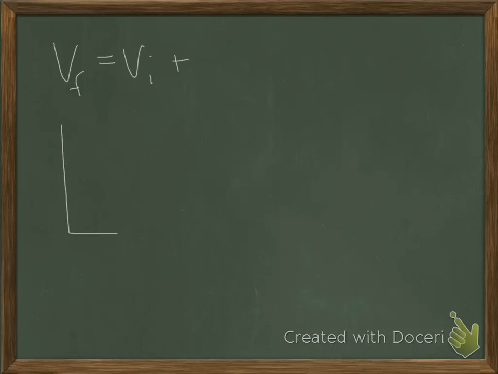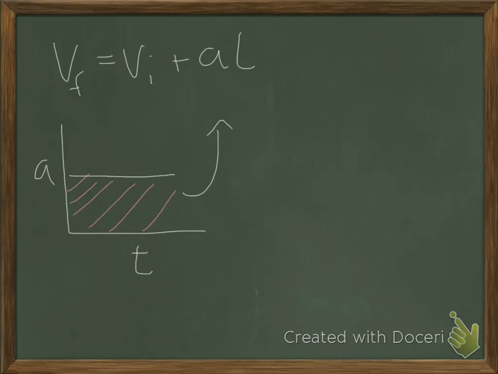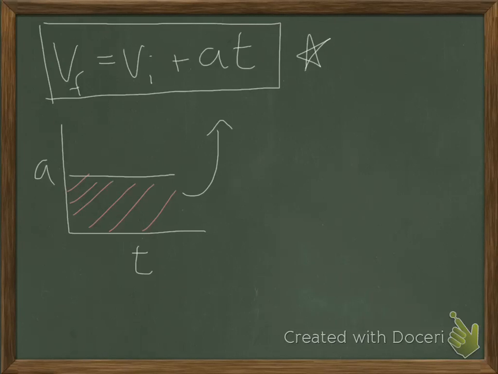Recall that from an acceleration versus time graph, we can find the velocity just by taking the area under the curve. So here it's a rectangle. It's pretty easy. If I want to find the area of the rectangle, it's going to be base times height, which is a times t, and that is going to equal any sort of change of velocity. So our first kinematics equation says velocity final is equal to any velocity initial plus acceleration times time. This is our first kinematics equation.